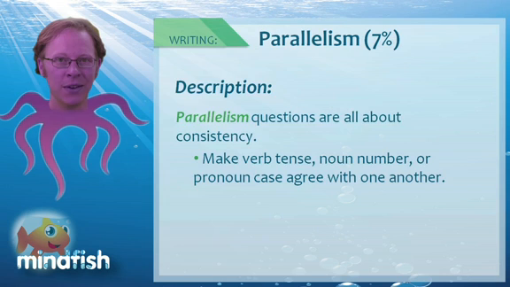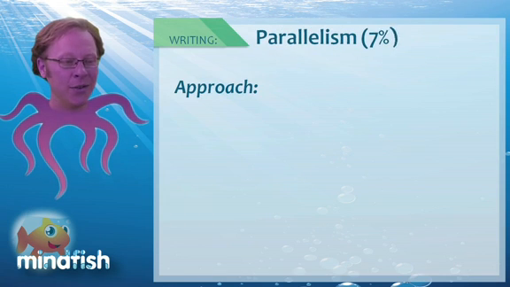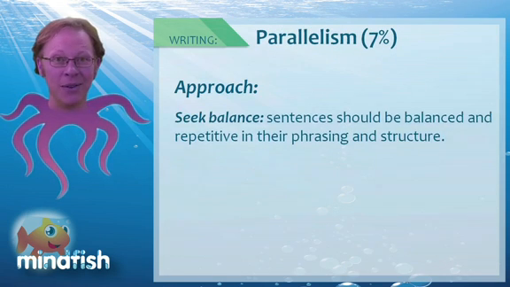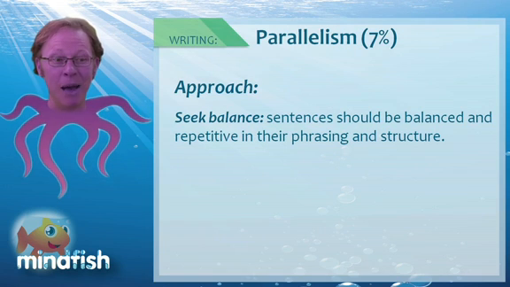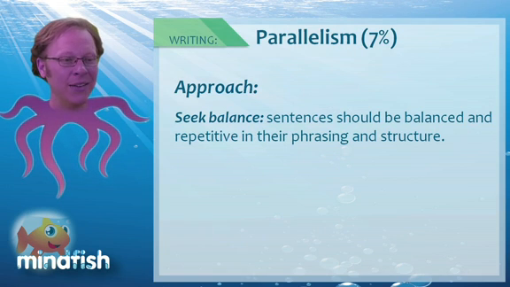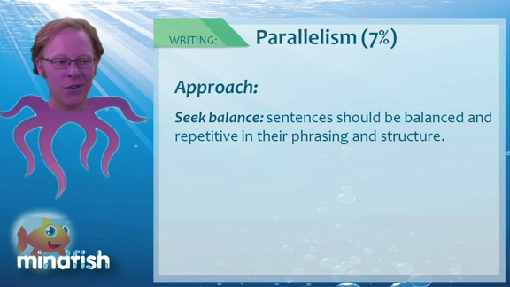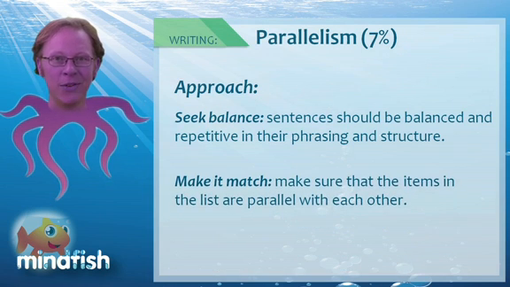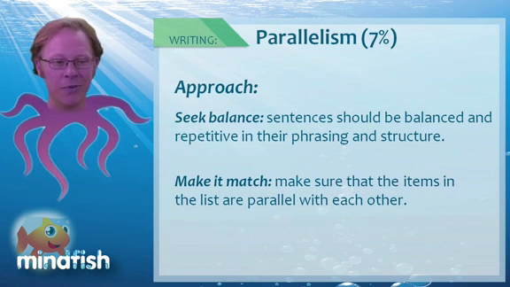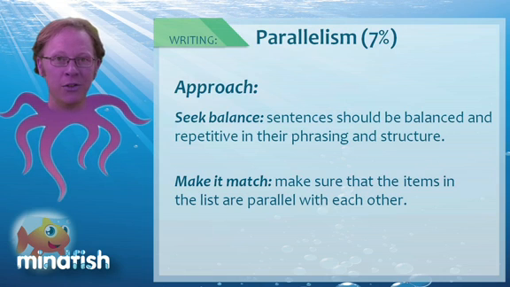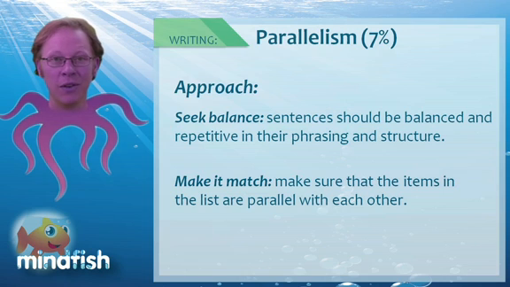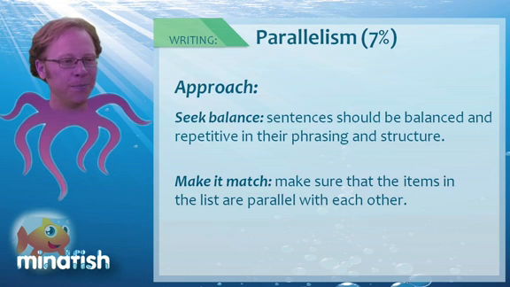For instance, verb tense, noun number, and pronoun case all need to agree with each other throughout the sentence. I don't want to sound like a Zen master here, but these are two major topics that you want to keep in mind. Seek balance. Sentences should be balanced and repetitive in their phrasing and structure. Also, make stuff match. I know that sounds pretty vague, but basically you want to make sure that the beginning of the sentence sounds like the end of the sentence. Or if you have a list of actions, all of the actions need to be in the same verb tense and match each other.